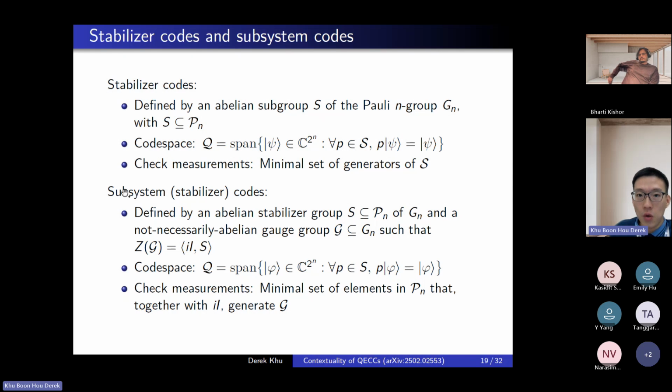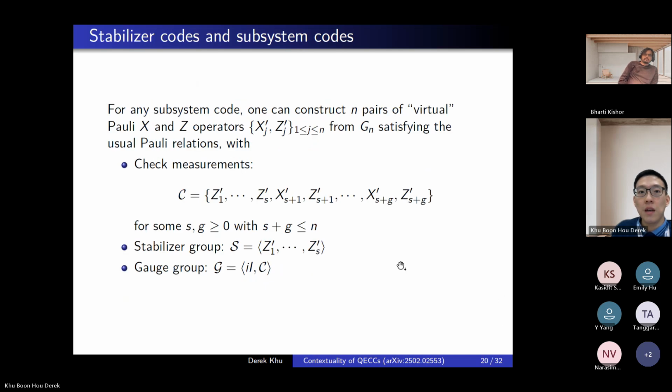And the subsystem code is defined not just by this abelian stabilizer group, but you also have a gauge group, whose center is I times the identity and the stabilizer group. So the check measurements in this subsystem code are a minimal set of generators of Pn, such that together with I times I, we generate the entire gauge group.